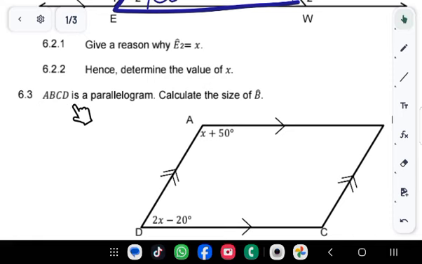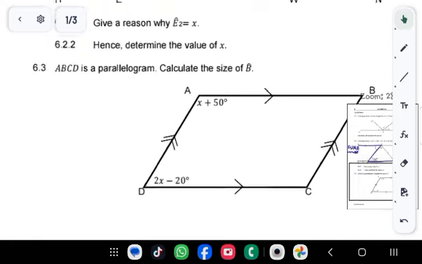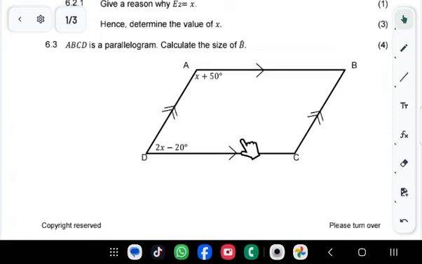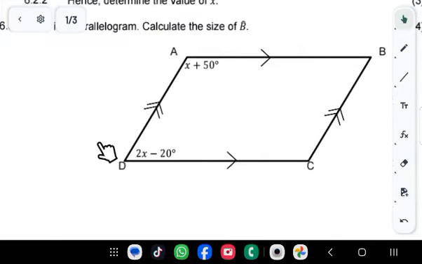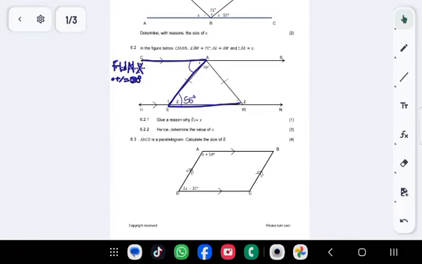Right, ABCD is a parallelogram. Calculate the size of angle B. If we want to calculate the size of angle B, we know that angle D and angle B are equal, and the reason is the opposite angles of a parallelogram. But before we do that, notice that AB is parallel to DC and AD is parallel to BC, which is a characteristic of a parallelogram. So now we've got co-interior angles.